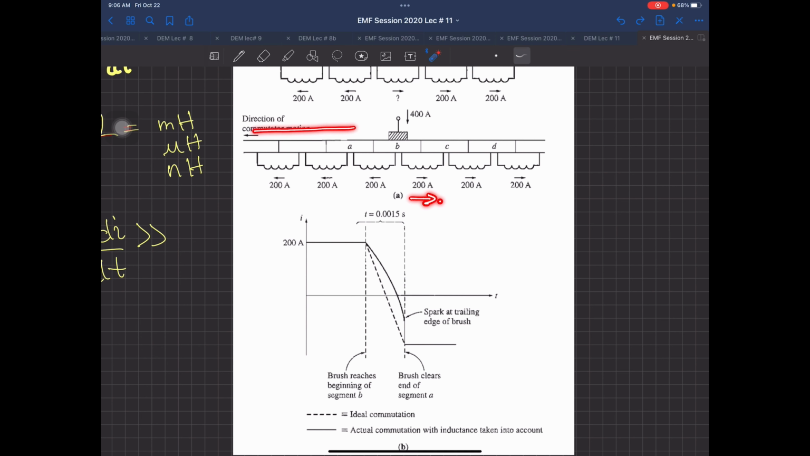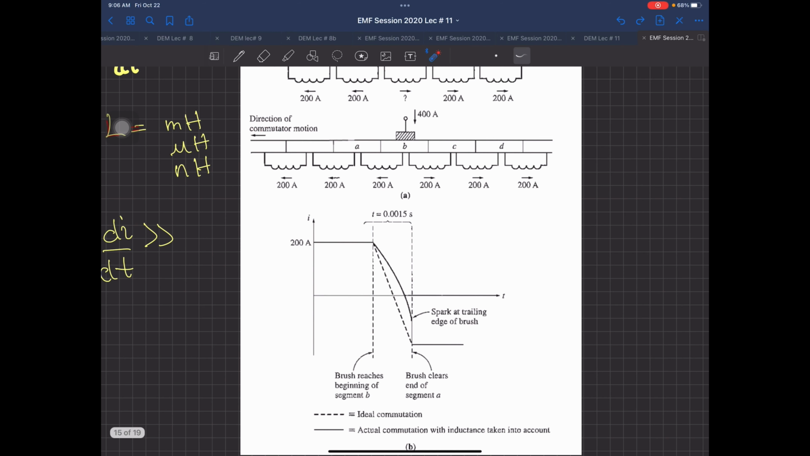And the machine is moving in this direction. When I'm talking about the machine moving in this direction, this means that this commutator segment is moving towards the left side. So this carbon brush is constant. It's not changing its position. They are static.